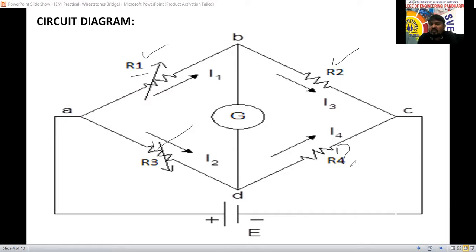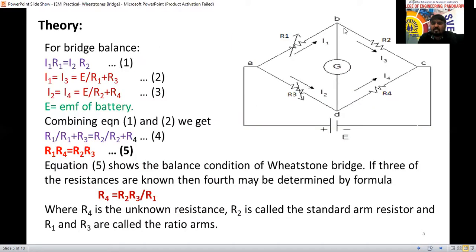Then we have to derive the formula for R4 here now. We have to derive the formula for R4, so for that reason we have to do the derivation. In simple form, I will tell the derivation, considering this circuit diagram only. Which current is flowing here? The current flowing through R1 is I1.